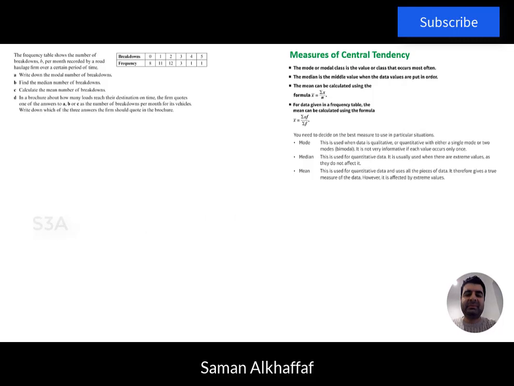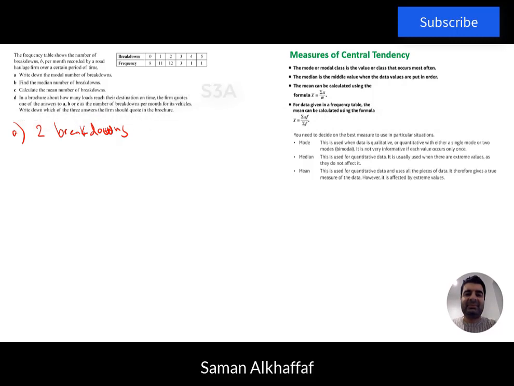So in this scenario, we can see that we would have two breakdowns, which will be the common in this scenario, two breakdowns, which will be the modal number of breakdowns.